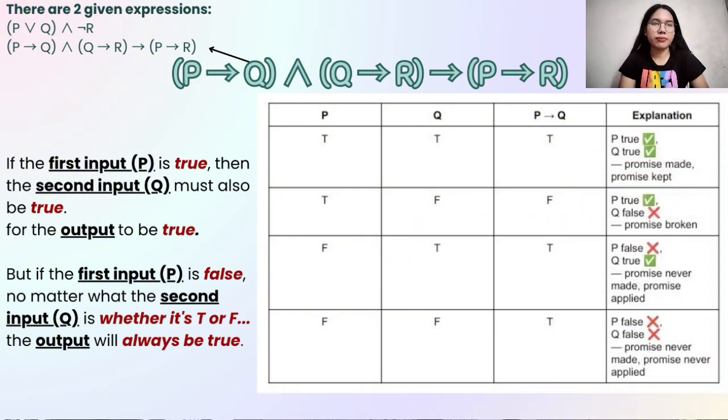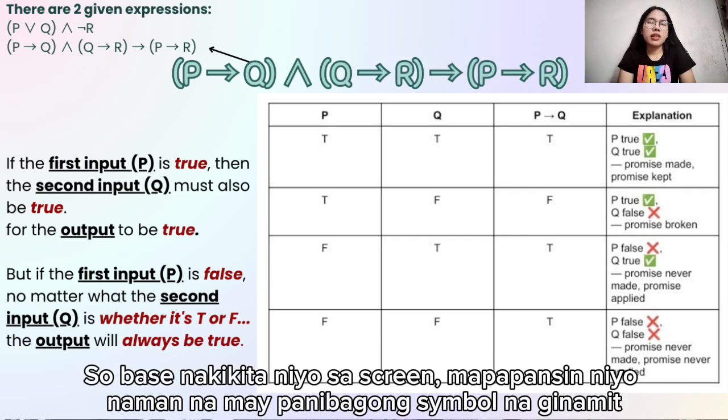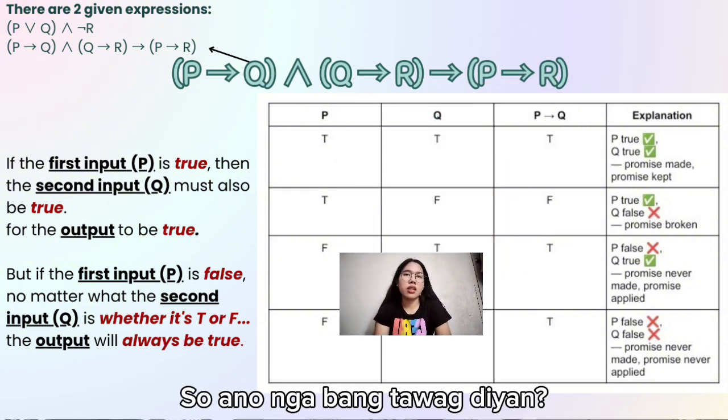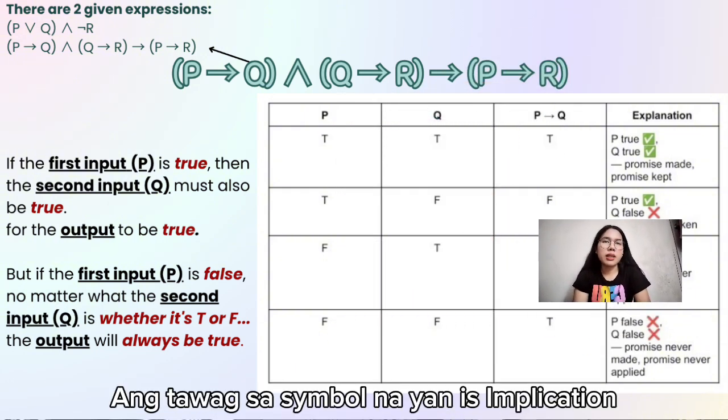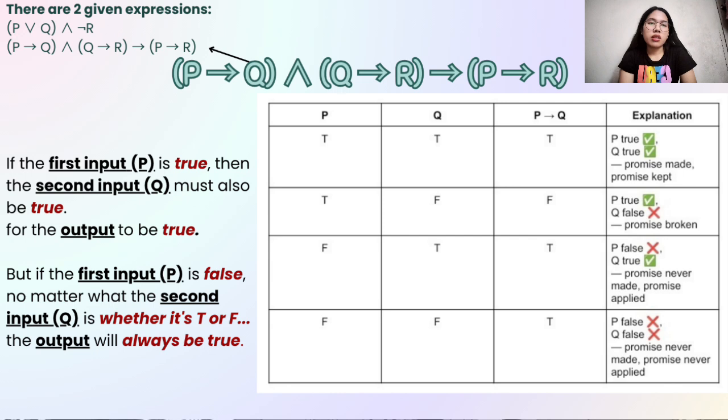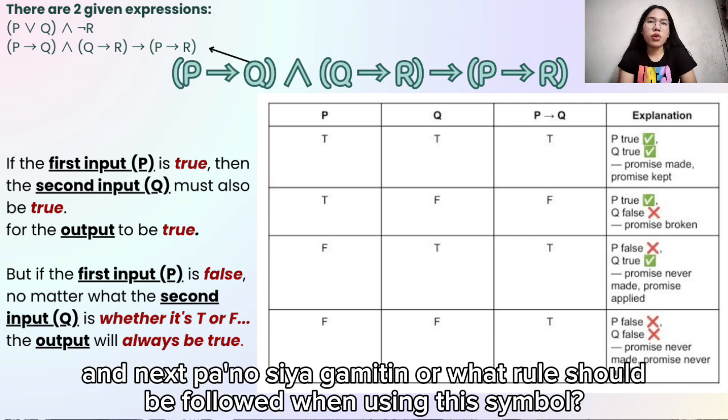Given to us. So, based na nakikita nyo sa screen, mapapansin nyo naman na may panibagong symbol na ginamit. So, ano nga bang tawag dyan? Ang tawag sa symbol na yan is implication. And next, paano siya gamitin or what rule should be followed when using this symbol?